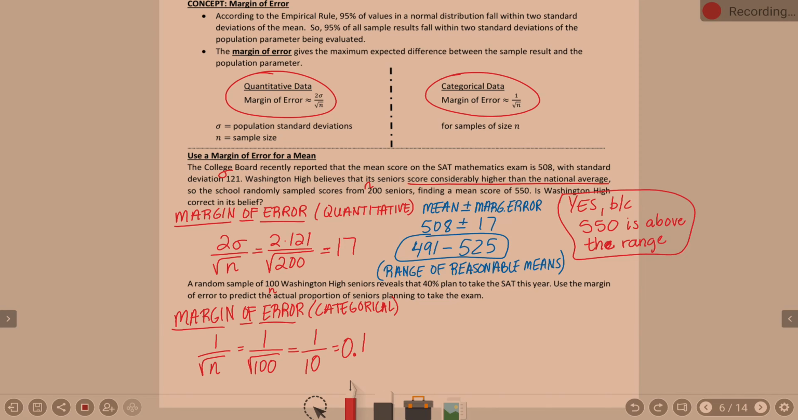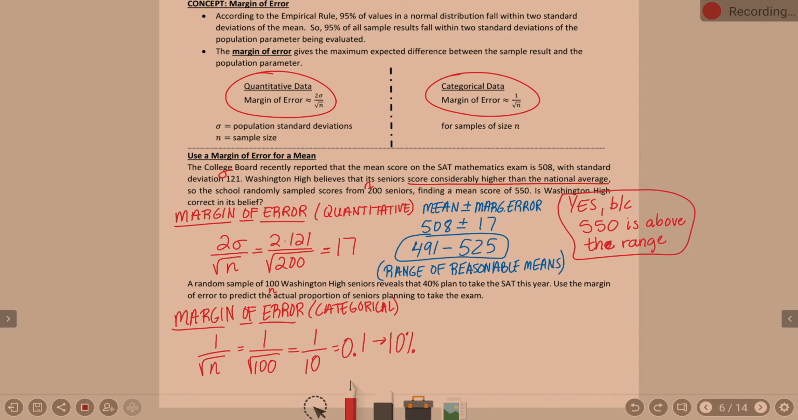Now, based on the fact that they gave us a percent, I would suggest that we turn this into a percent. Because when we're trying to find our range here, based on our margin of error, what is 0.1? That is 10%, isn't it? So our margin of error is 10%.